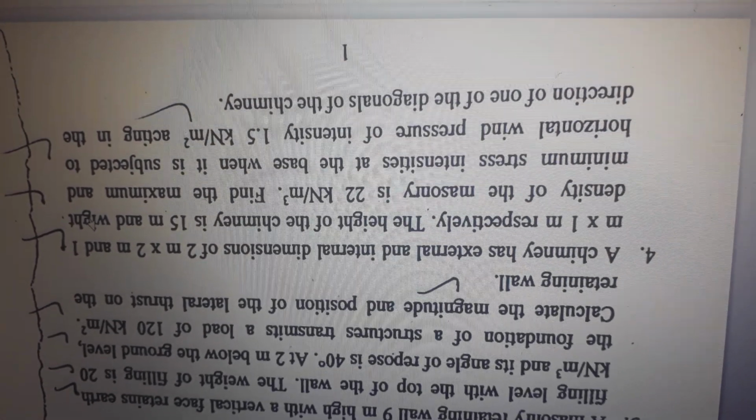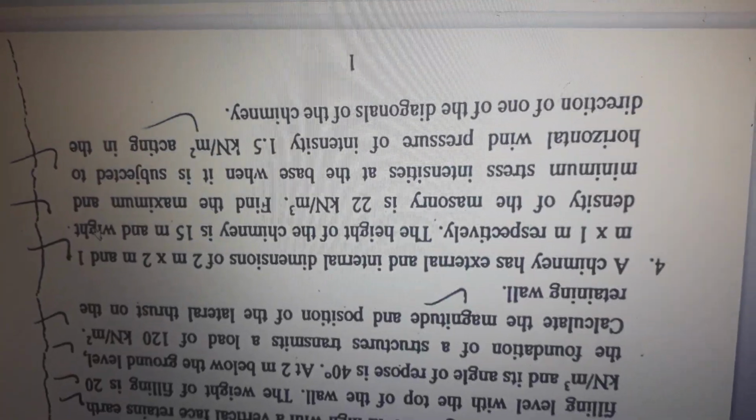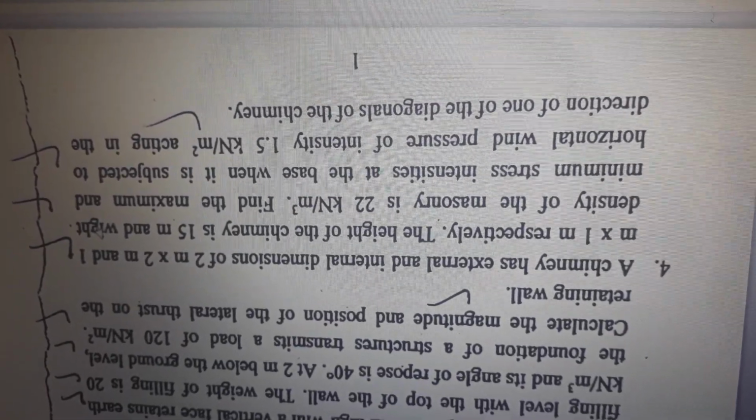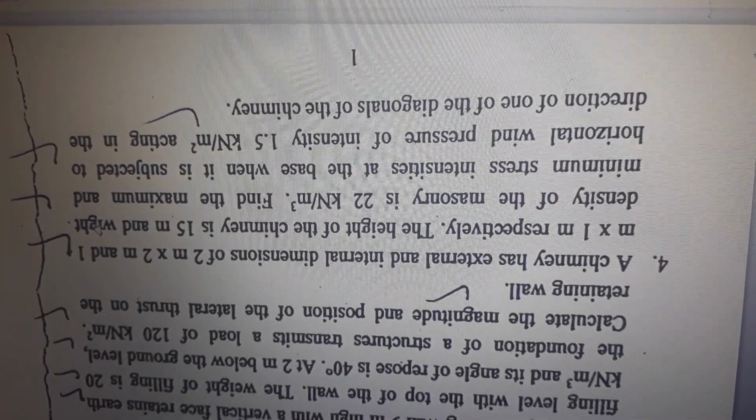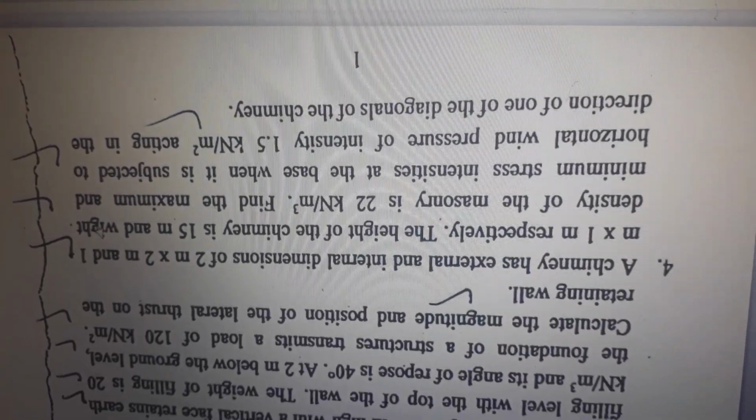A chimney has external and internal dimensions of 2 meter into 2 meter and 1 meter into 1 meter respectively. The height of the chimney is 50 meter and the weight density of the masonry is 22 kilonewton per meter cube. Find the maximum and minimum stress intensities at the base when it is subjected to horizontal wind pressure of intensity 1.5 kN per meter square acting in the direction of one of the diagonals of the chimney.